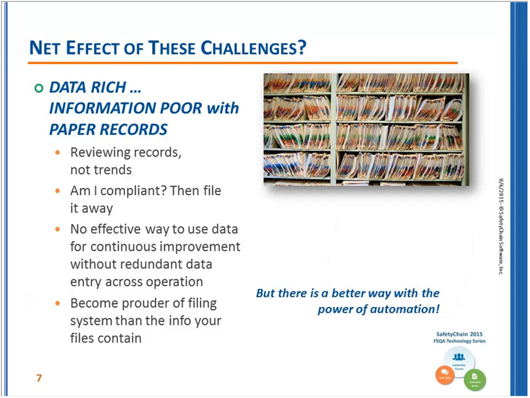So all of these challenges, in and of themselves, are causing a lot of inefficiencies, but they have a bigger net effect. When we take a step away from the 3-foot view of what we have to do every day and look at the 300-foot view, the net effect is something you've often called being data rich but information poor if you're using a manual system. What do you mean by that?